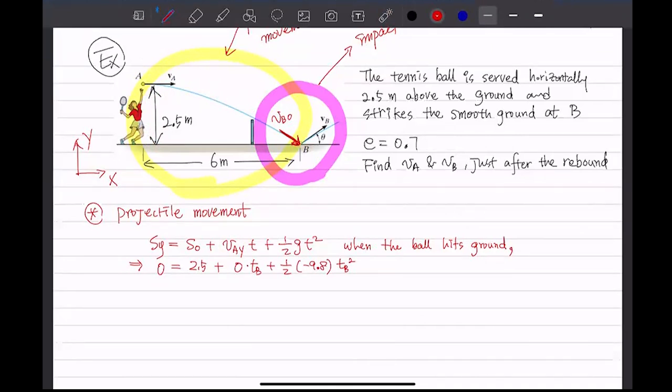Okay, so from here, what we can get is 4.9 TB squared is 2.5. Is that right? Yeah. So we can know TB is equal to 0.71 second.